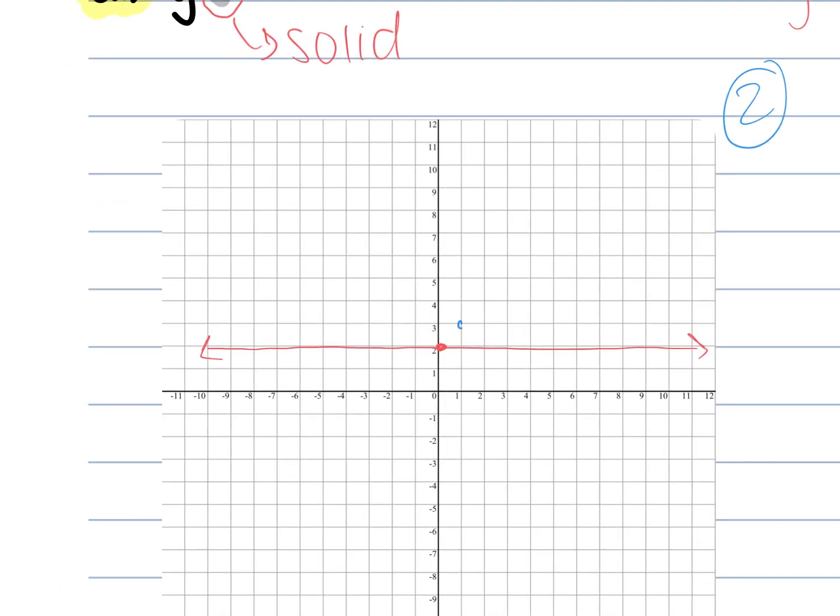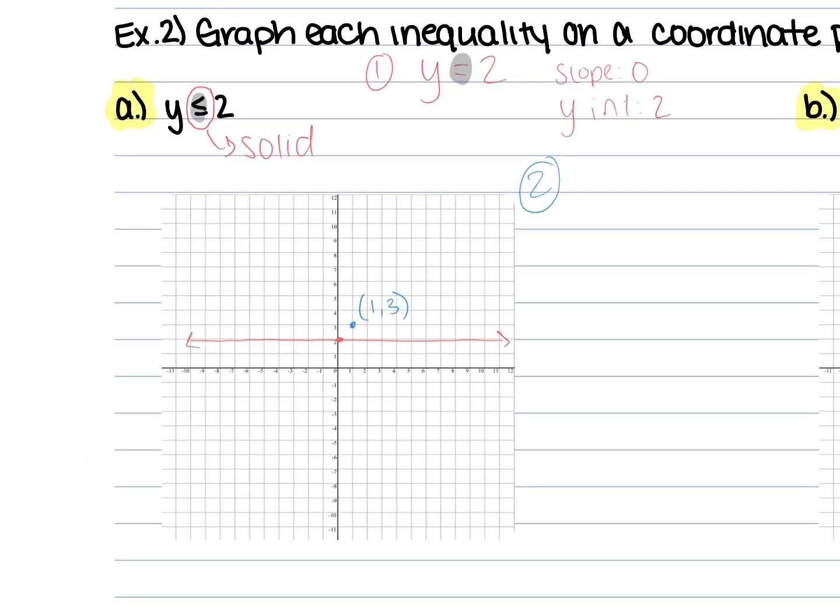1, 3 is perfect. 1, 3. Everyone put 1, 3 on your page. And in step number 2, write down that we're picking 1, 3. Are we allowed to use 1, 3? Why are we allowed to use 1, 3? What was my one requirement of this point? It's not on the line. Is this blue point on the red line? No, so we can use it, okay?